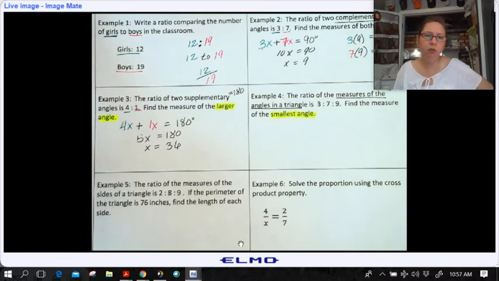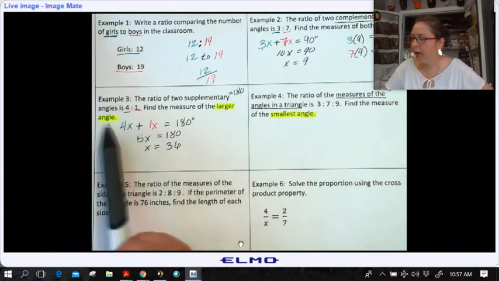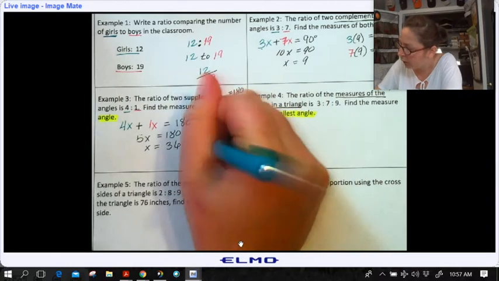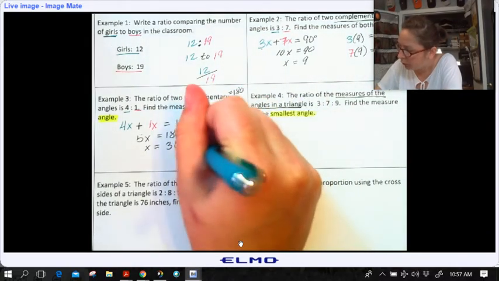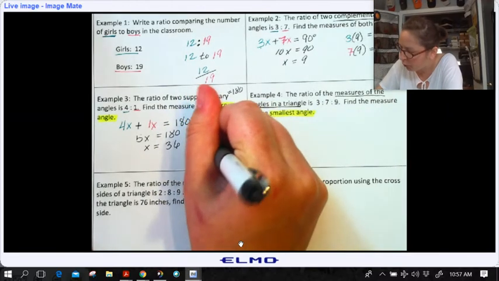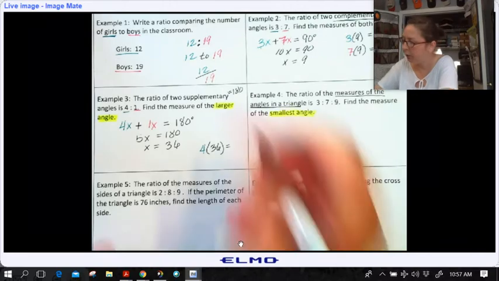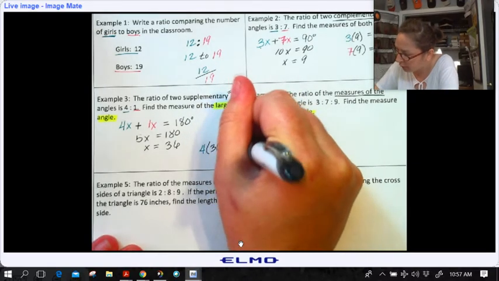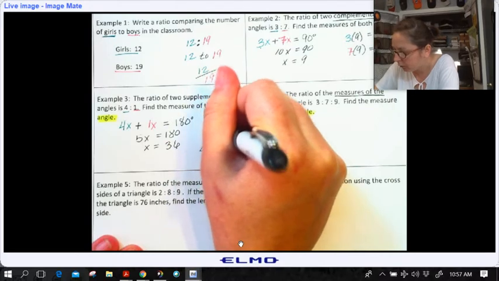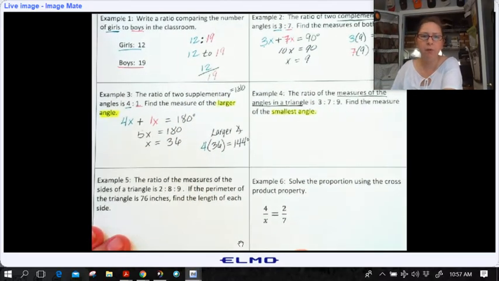So in this situation, they wanted me to find the larger angle only. So the larger angle was 4 times x, so 4 times 36, and that larger angle is 144 degrees. Okay, that's just the larger angle that we found.